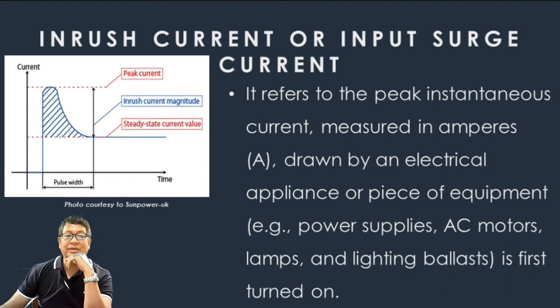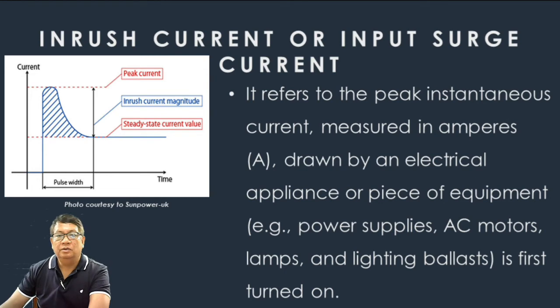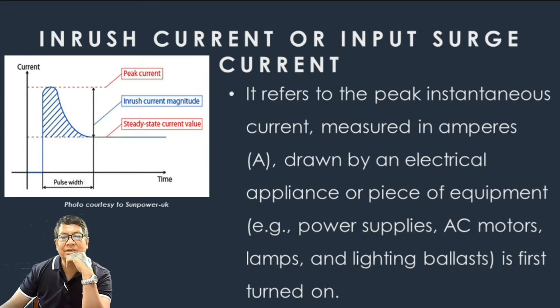We have inrush current or input surge current. What is inrush current? It refers to the peak instantaneous current, measured in amperes, drawn by an electrical appliance or piece of equipment. Examples of inrush current are power supplies, AC motors, lamps, and lighting ballasts when first turned on. Here we have a problem with inrush current: it will damage our system, so it should be protected.